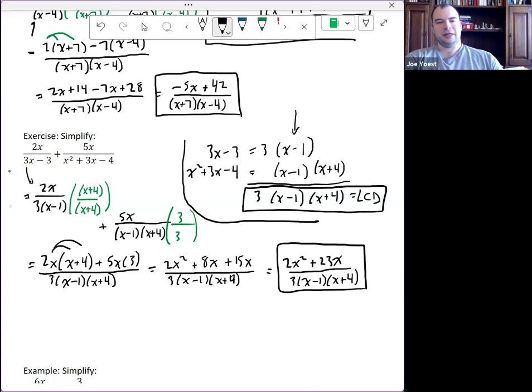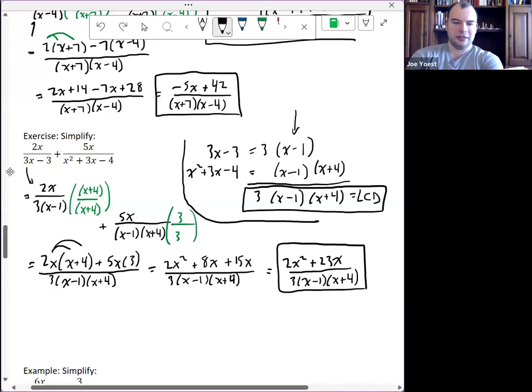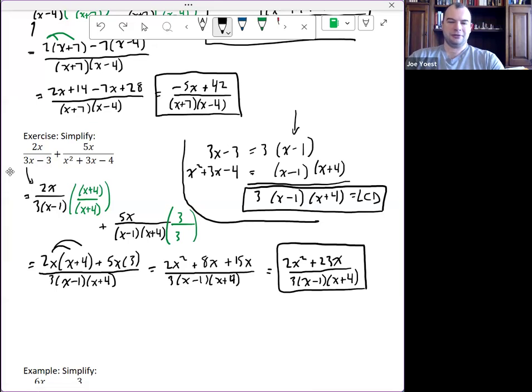For my first fraction, 2x over, well, 3x minus 3, we write that as 3 times x minus 1. I see I've got this bit taken care of, but I need an x plus 4. So I multiply by x plus 4 in the denominator, and then so I don't change the value of the thing, I multiply by x plus 4 in the numerator as well.